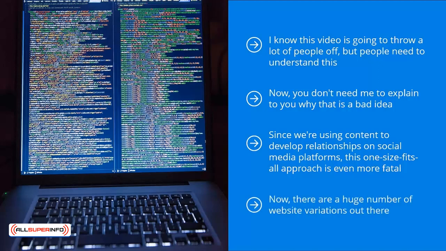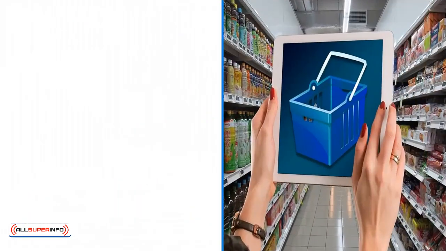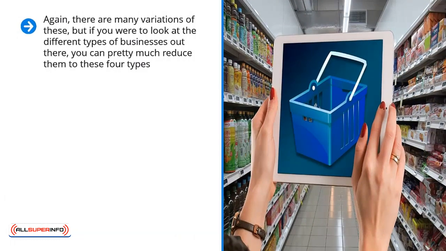Now, there are a huge number of website variations out there. In fact, there are too many. I would venture to say that the only limit, really, is your imagination. But if you were to categorize these different website types into four rough forms, they would more or less fall into the following: publishing, e-commerce or dropshipping, email lists, and traffic sales. Again, there are many variations of these, but if you were to look at the different types of businesses out there, you can pretty much reduce them to these four types.